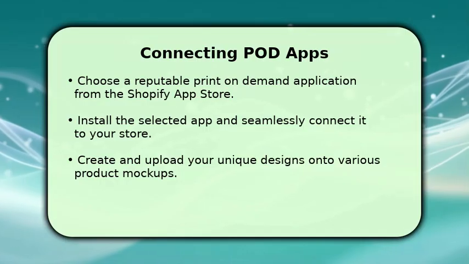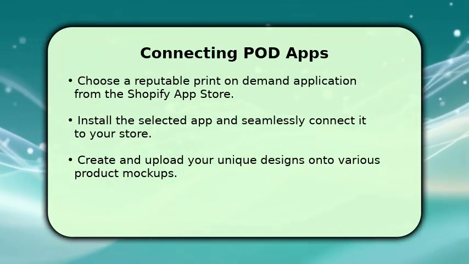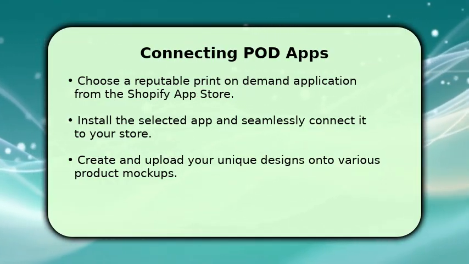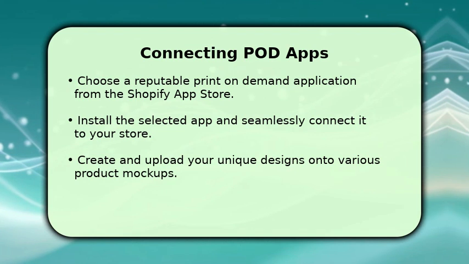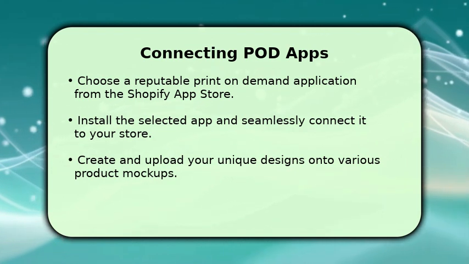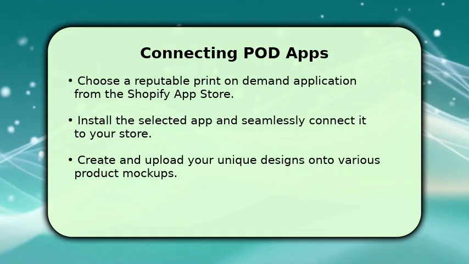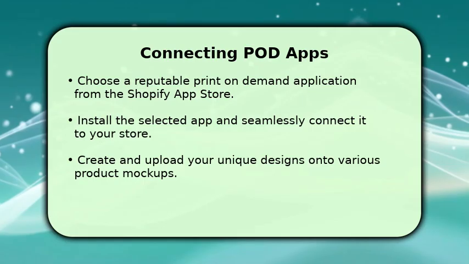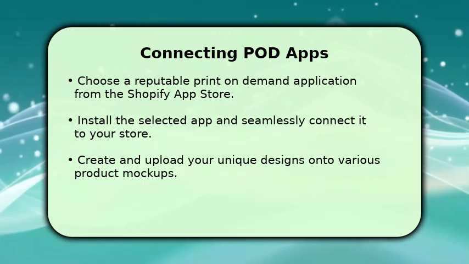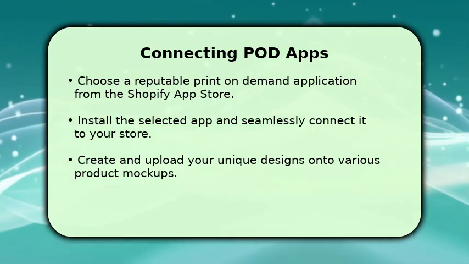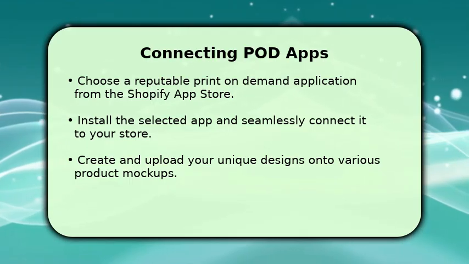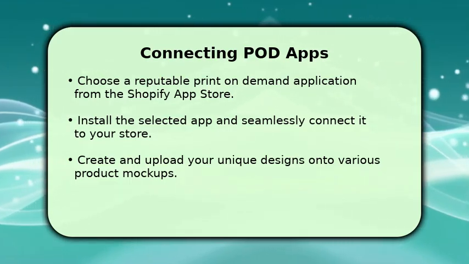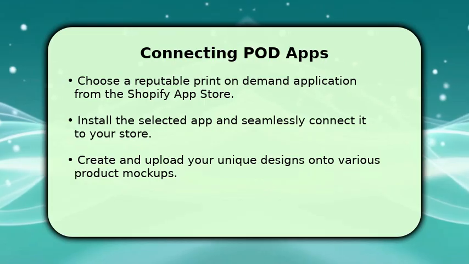Once your store is ready, the next step is integrating a print-on-demand app. Popular choices include Printful or Printify, offering hundreds of product options from t-shirts to mugs. Install your chosen app directly from the Shopify App Store and connect it to your store. Then, you can easily upload your designs, create product mockups, and set your retail prices. This integration automates the entire production and shipping process.